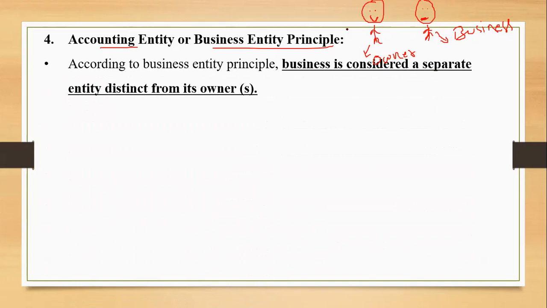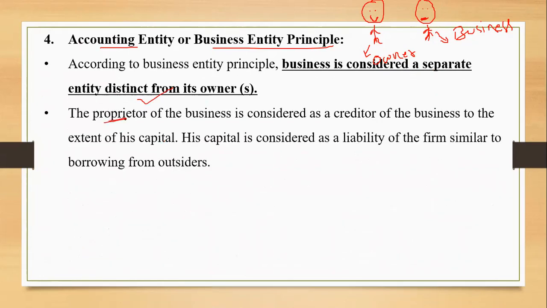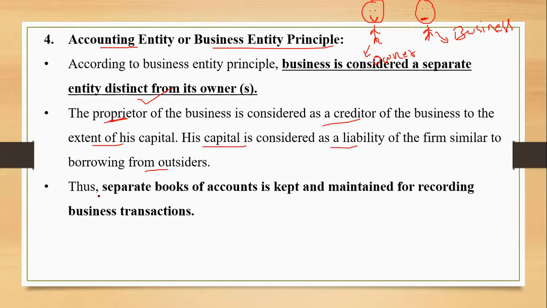Okay, so this is the statement over here. Business is considered as a separate entity and distinct from its owner or owners. The proprietor of the business is considered as a creditor to the extent of his capital. We know this. Capital introduced by the owner is one of the liabilities, that is an internal liability for the business entity. For the business entity, the owner is also a creditor, a liability. And his capital is considered as a liability to the firm, similar to borrowing from outsiders. We have discussed this n number of times now.